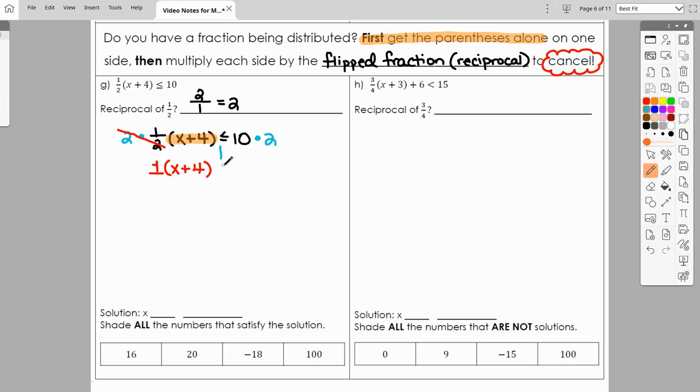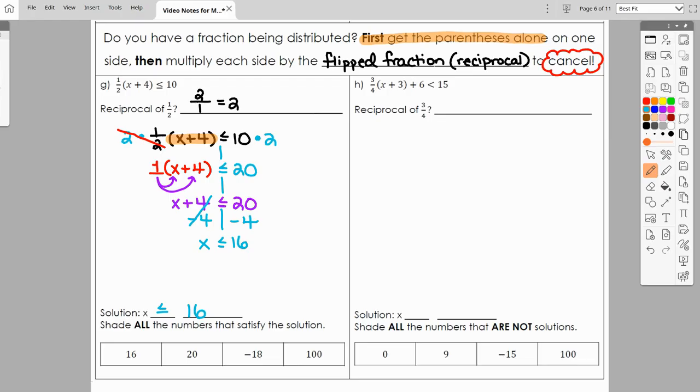What I have on the right side is 10 needs to be multiplied by 2, and that's 20. From here, I distribute 1 to both the x and the 4. That's just going to be 1x plus 4, and that's still less than or equal to 20. From here, I go ahead and subtract the 4 over to get x by itself. Opposite of addition is subtraction. It cancels out on the left side, and on the right side, I have 20 minus 4, which is 16. Again, I'll write that as my solution. No need to change how it's written since the x is on the left here.